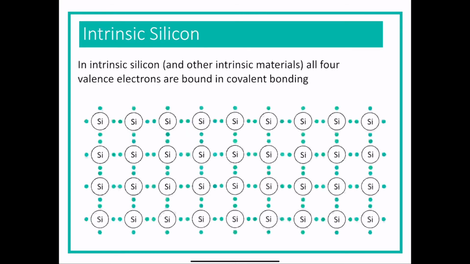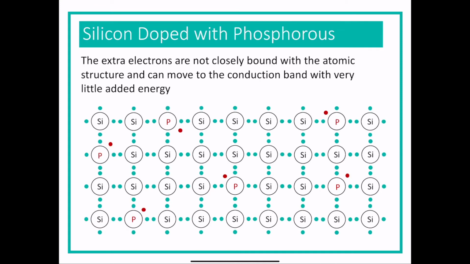Intrinsic silicon, we've seen pictures of it before. You've got a nice, stable lattice structure, and that's how intrinsic silicon works. If we dope silicon with, say, phosphorus, phosphorus has 5 valence electrons instead of 4. So what we get are these extra electrons. And you'll notice that they really aren't part of the structure. They're just outside of the structure, and they can move all over the place. They're not particularly bound to any particular area.